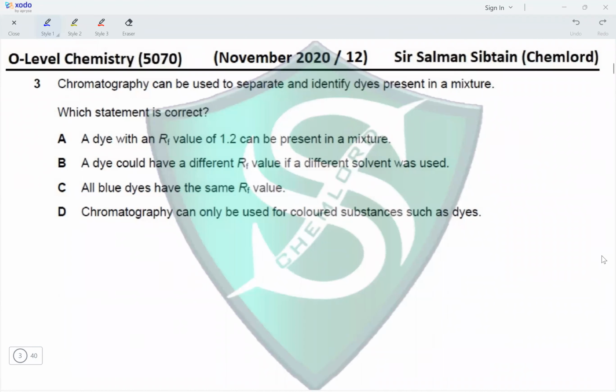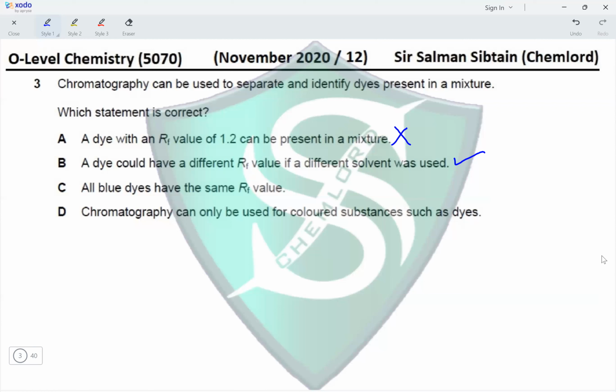Question 3. Chromatography can be used to separate and identify dyes present in a mixture. Which statement is correct? A dye with an RF value of 1.2 can be present in a mixture. It is not necessary what the RF value of a component of a mixture is. You cannot have a fixed value for it. A dye could have a different RF value if a different solvent was used. Yes, different components have different RF values in different solvents. This is a fact of chromatography.